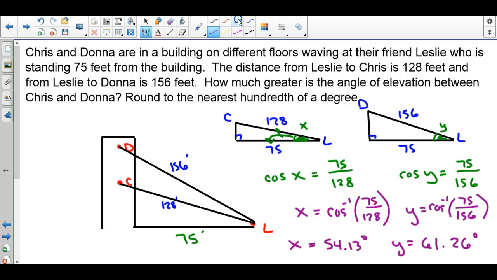So at the very end of this, again, the question is saying how much greater is the angle of elevation. So much like the last problem, I'm going to be subtracting my values at the end here and take 61.26 minus 54.13 to subtract these two values and figure out that the difference between the angles of elevation is 7.13 degrees. So she's looking up just a little bit more.